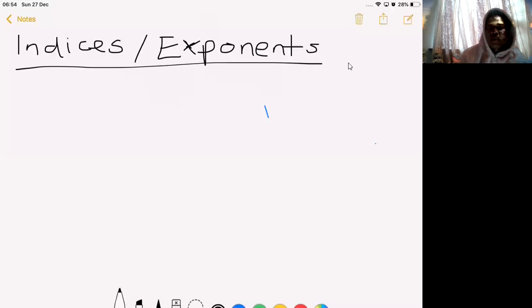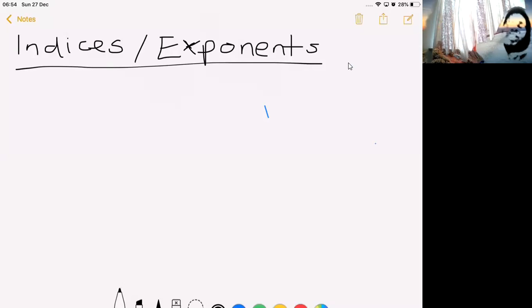Morning, ladies. Today we are moving on to a new topic, which is called indices or exponents. Some call it indices and some call it exponents. It's exactly the same thing. Now, we want to talk about the rules of exponents and solve equations that are in exponent form.